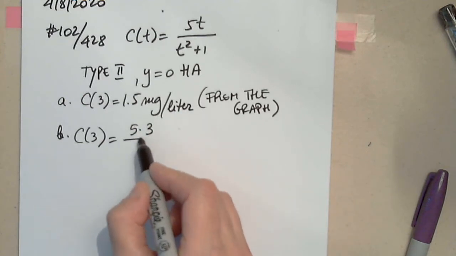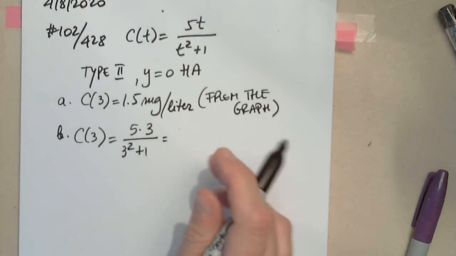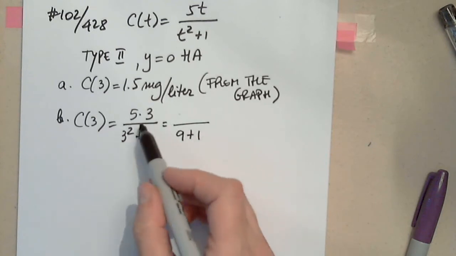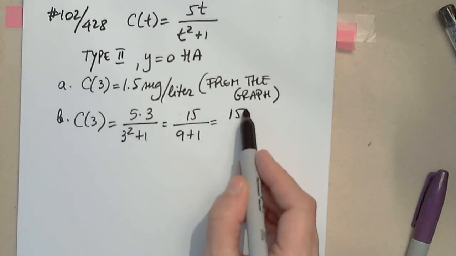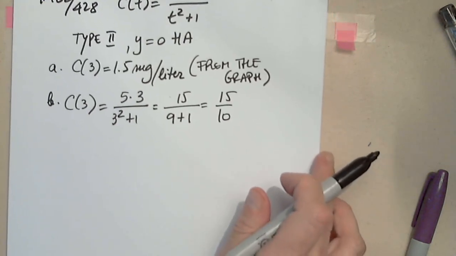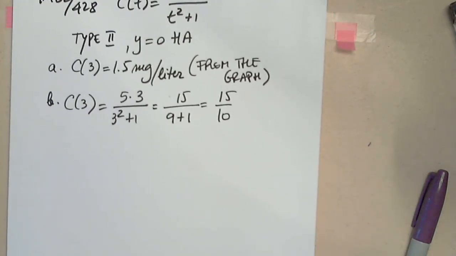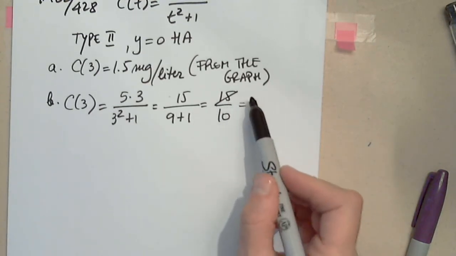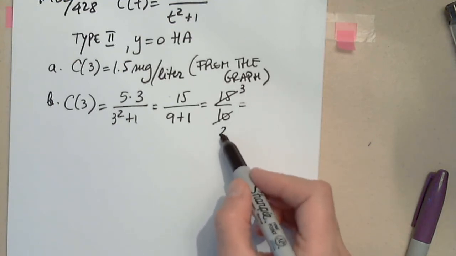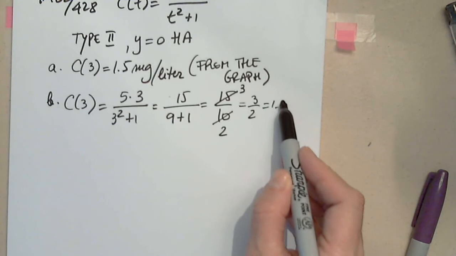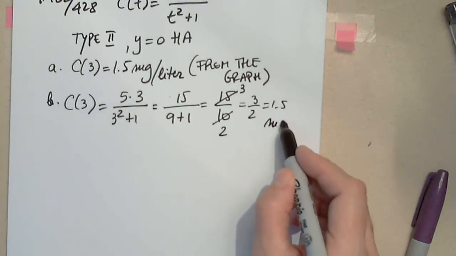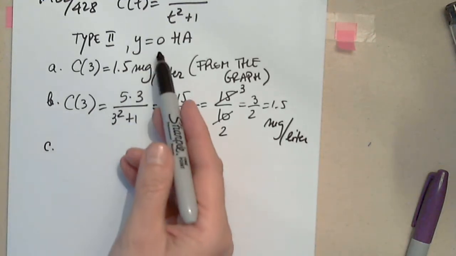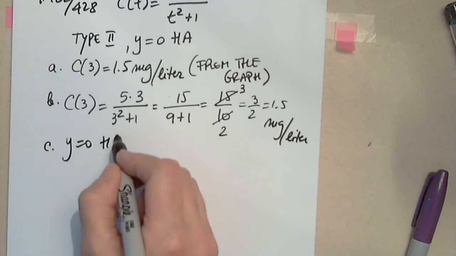So 5 times 3 divided by 3 squared plus 1. We know that we have to use order of operations in the denominator, so it's 9 plus 1. The numerator is 15, so then 15 divided by 10. And top and bottom are divisible by 5. So 15 divided by 5 is 3, and 10 divided by 5 is 2. So this is 3/2 or 1.5 as we determined with the graph, milligrams per liter. And now in part C, it's already done because we already talked about y equals 0 is the horizontal asymptote.